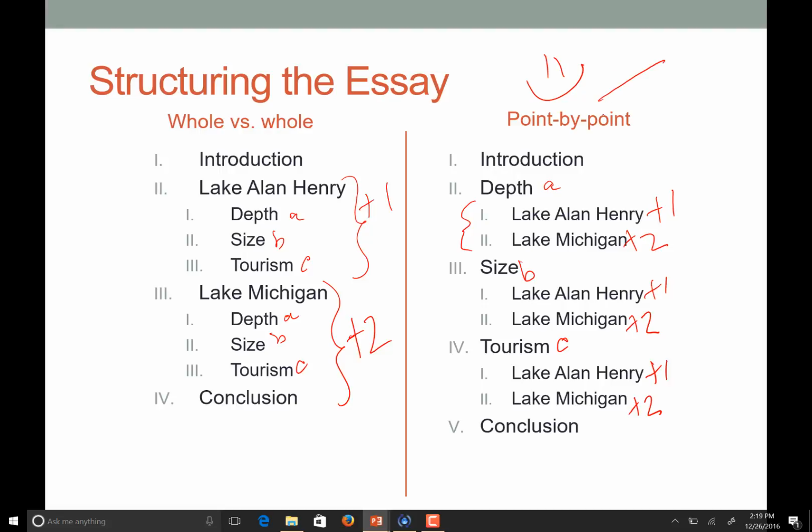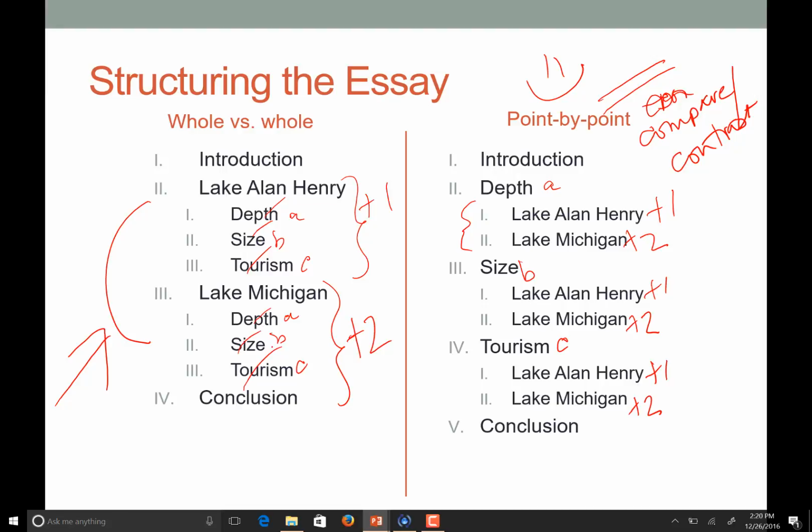And you have to remember your purpose is to compare and contrast. In this type of essay, many students neglect to connect these two topics together. So they talk about Lake Allen Henry, depth, size, and tourism. They talk about Lake Michigan, depth, size, and tourism. They don't connect them together. We're not really comparing and contrasting. Rather, students give information about this one, and then we give information about this one, and that's not the purpose. Our purpose is not to inform. Our purpose is to compare and contrast.